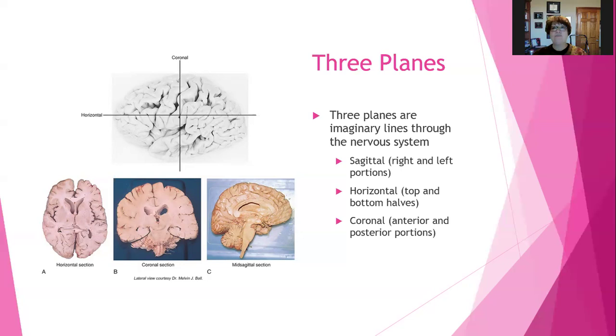And that's horizontal. The coronal or frontal plane divides the brain into anterior and posterior portions, also known as dorsal and ventral. Ventral is anterior, dorsal is posterior. So hopefully you remember that from kinesiology last year.